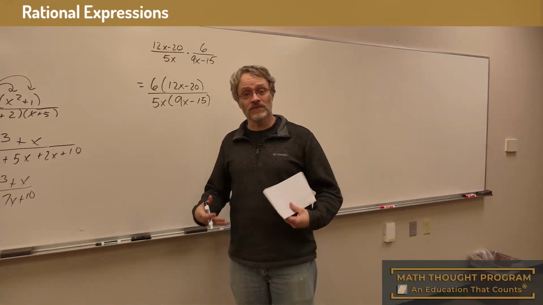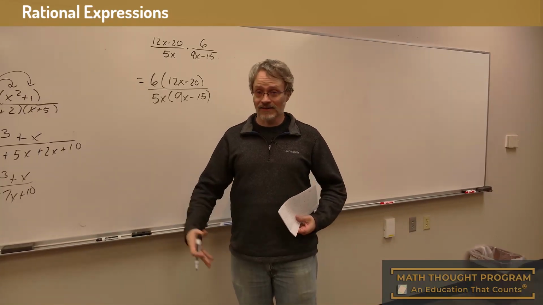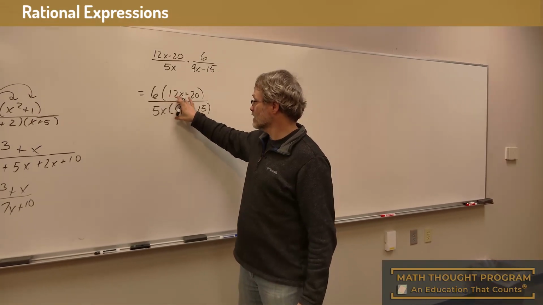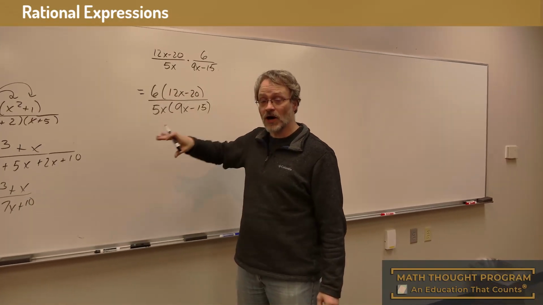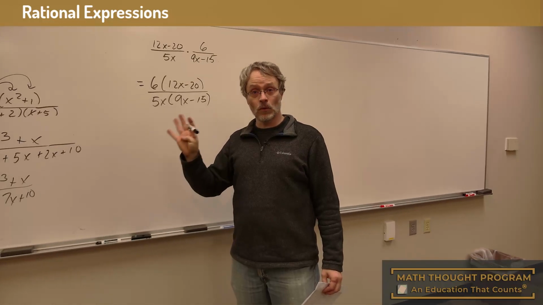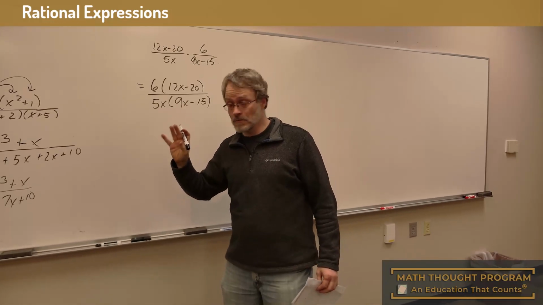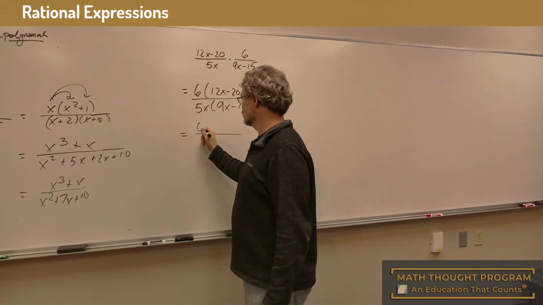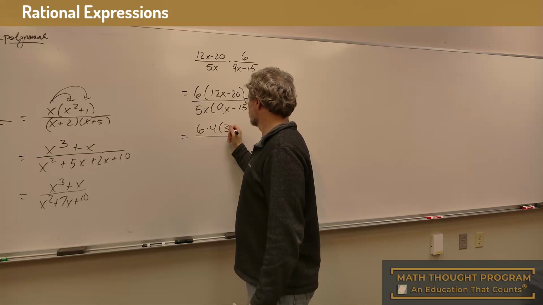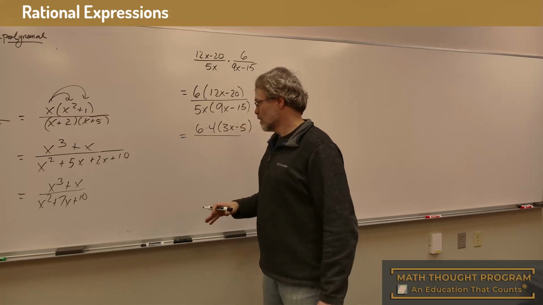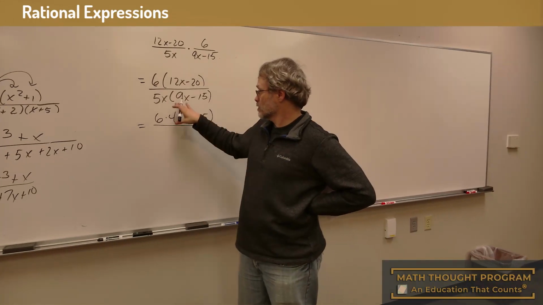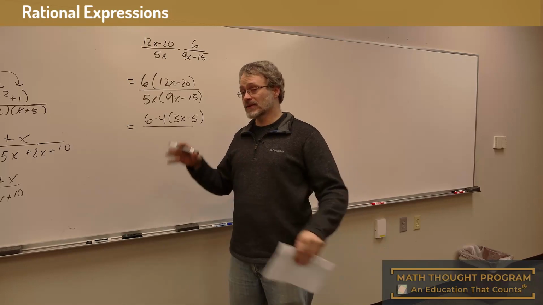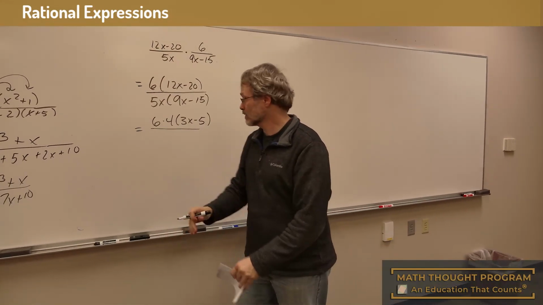I, for one, like to do problems the easy way. I don't like to do them the hard way. So here's the easy way. I see that the 12x and the 20, there's a common factor of 4. I'm going to take it and I'm going to pull it out. Now, I also see down here there's a common factor of 3. So once again, I'm going to take it and I'm going to pull it out.